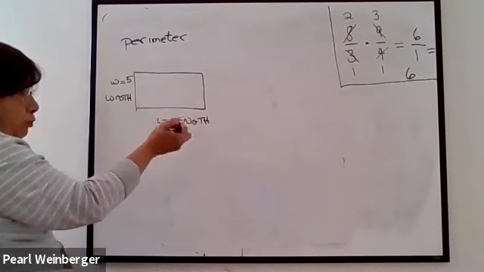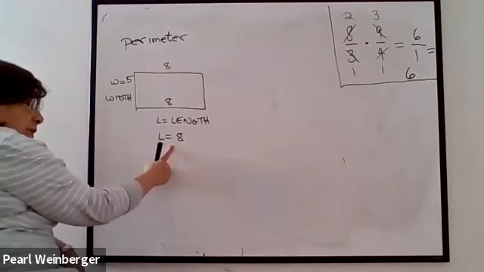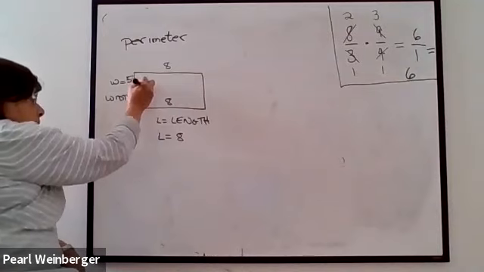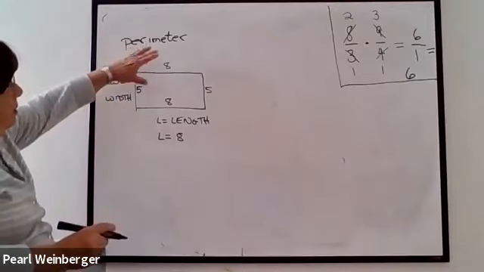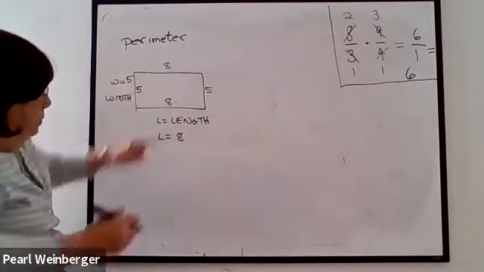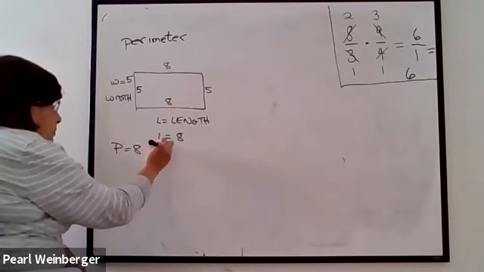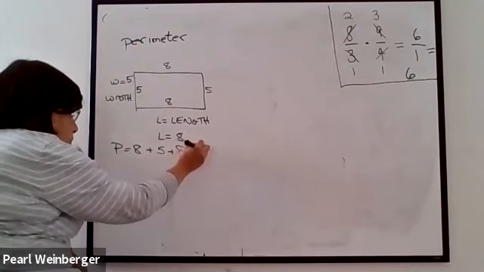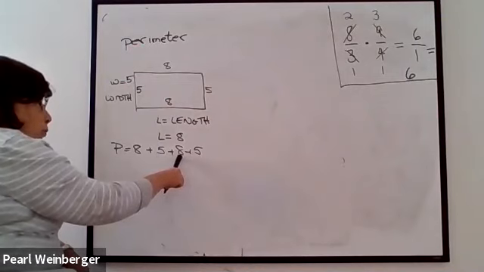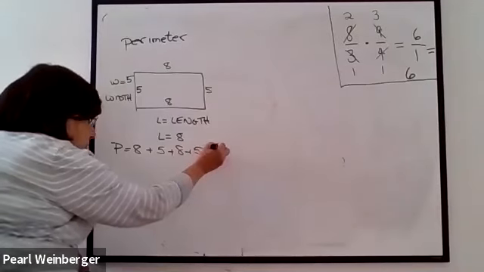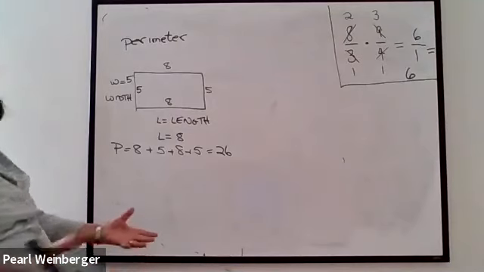And for perimeter, there are a couple of ways you could do it. I know this one is 8 and this one is 8 because I told you the length is 8. I also know that this is 5 and this is 5 because the width was 5. So one way of finding the perimeter is to add everything up. 8 plus 5 plus 8 plus 5, where P is the perimeter. 8 and 5 is 13, 13 and 8 is 21, 21 and 5 is 26. And the perimeter of this rectangle is 26 feet.